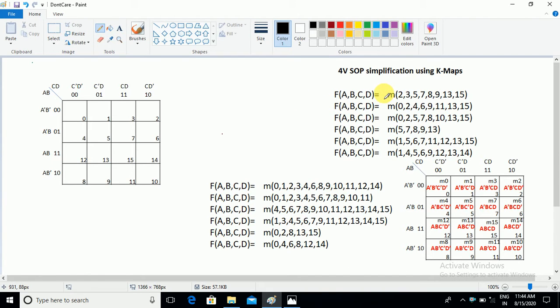The first problem here is sigma m of 2, 3, 5, 7, 8, 9, 13, 15. So these are the terms selected in the given question. So let us do the mapping now.